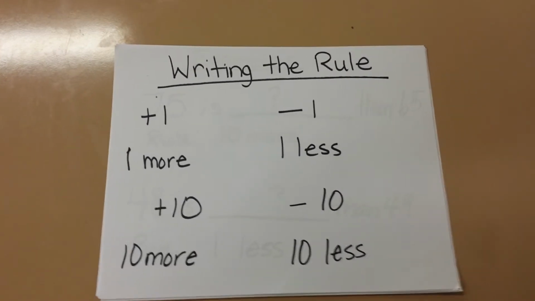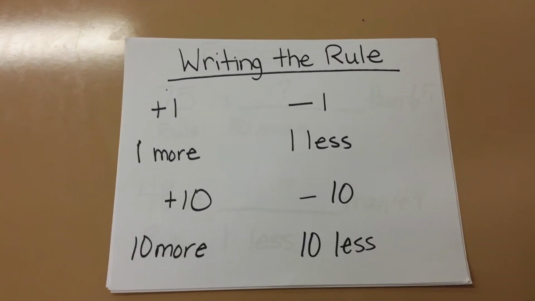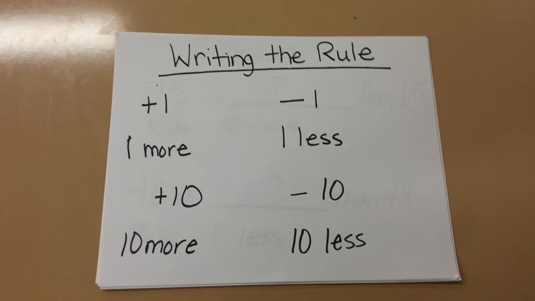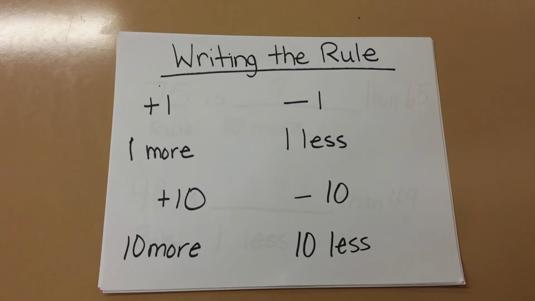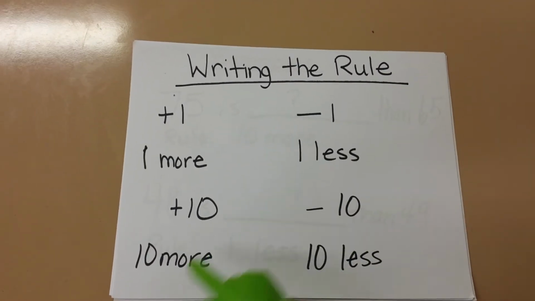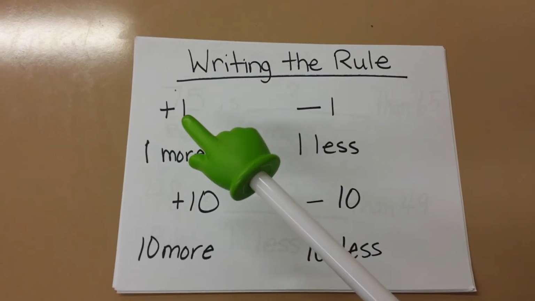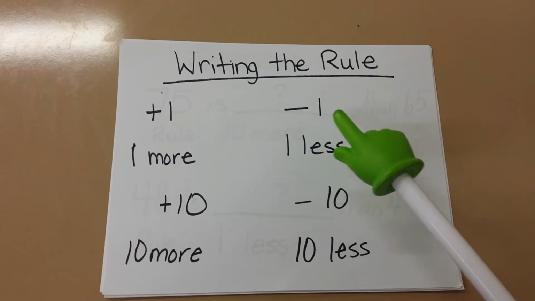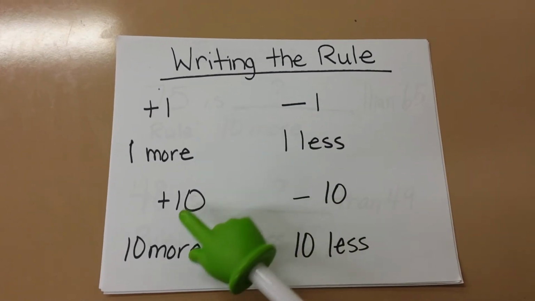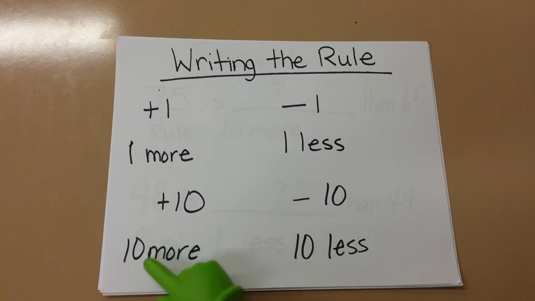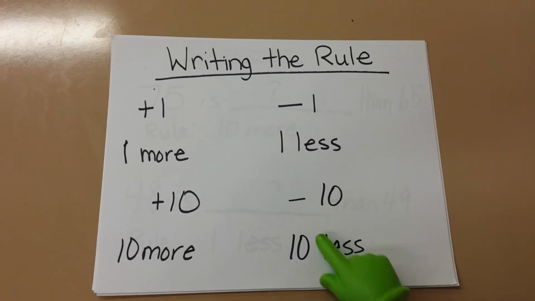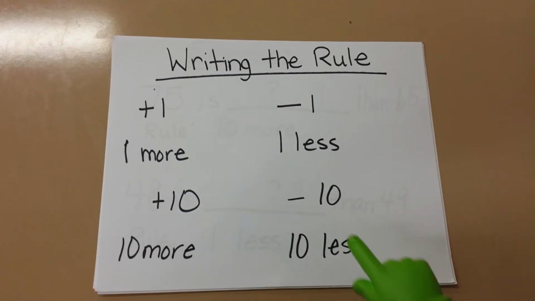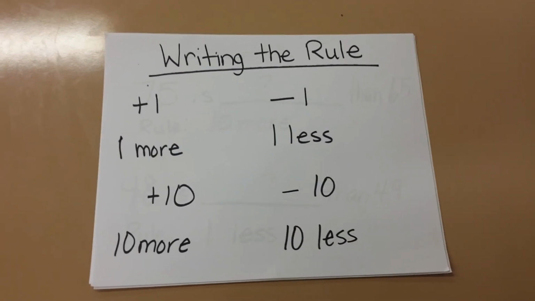Now we're going to be getting into writing the rule. Here's an example of what students are asked when they need to write the rule or circle the rule. They need to find the pattern. So sometimes they would either put +1 for 1 more, or -1 for 1 less. They put +10 if it's 10 more, or -10 if it's 10 less. The only time they will put 1 more, 1 less, 10 more, 10 less is if it's in sentence form.